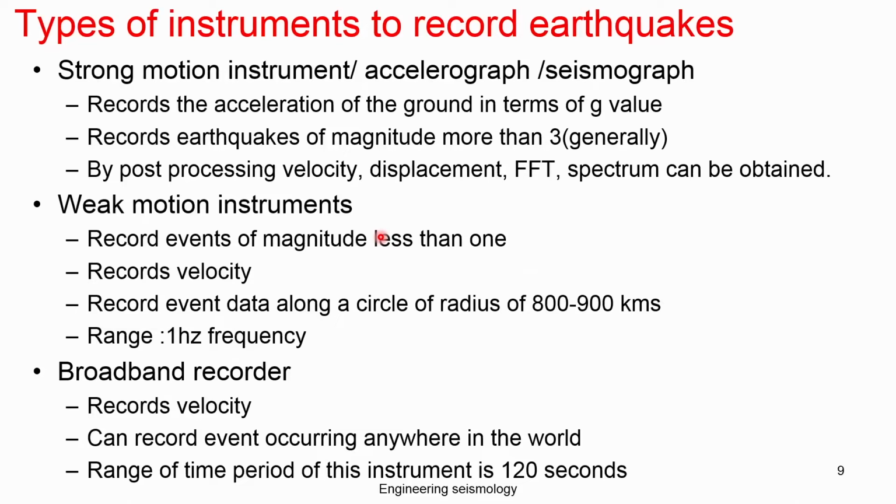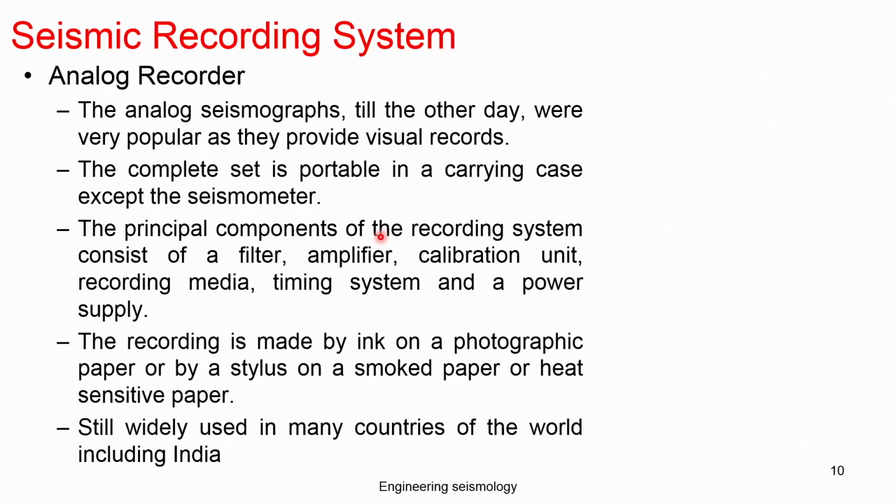The other one is the broadband station. It records velocity and can record events occurring anywhere in the world, and the range of time period of instruments is 120 seconds. As I told you, these instruments are modern, in today's digital era, a lot of instruments are there, so we can get this data recorded.